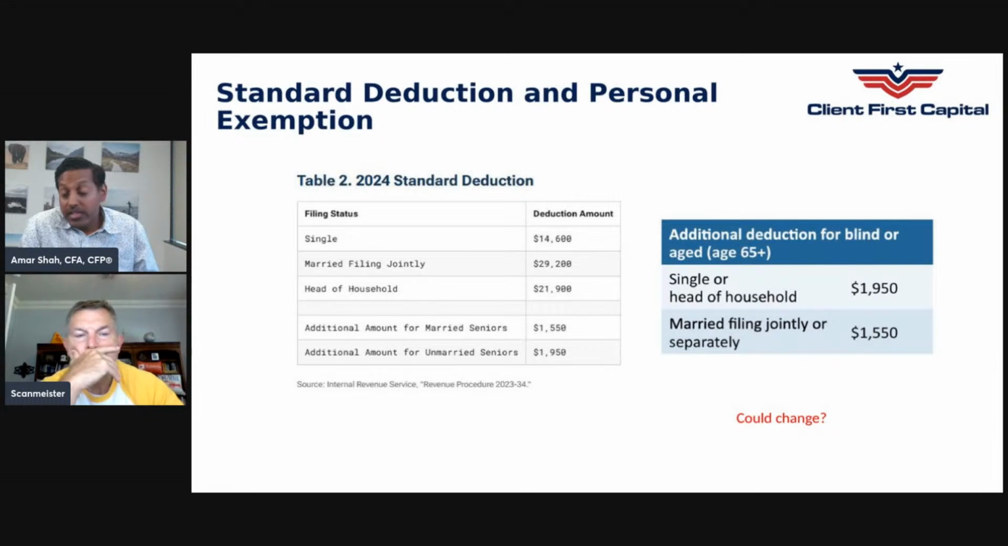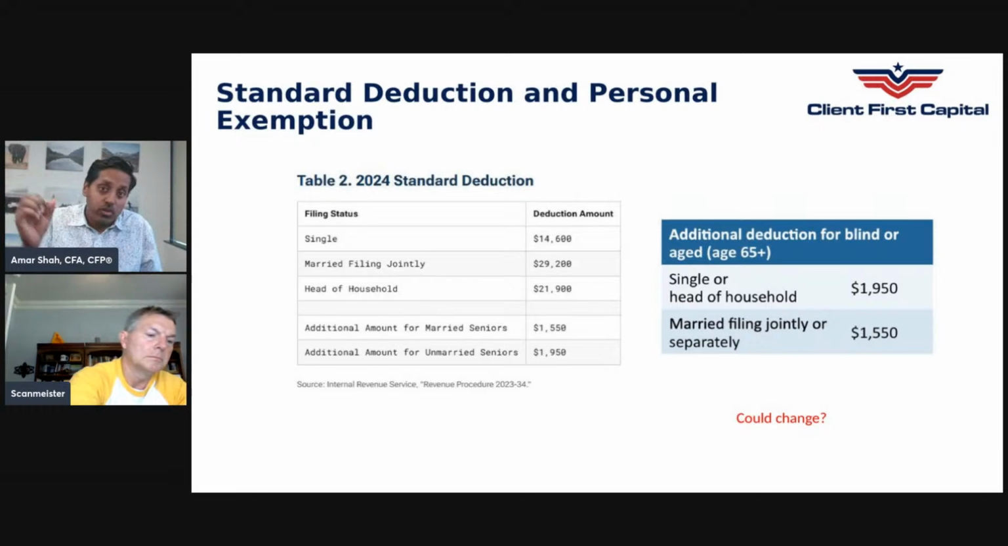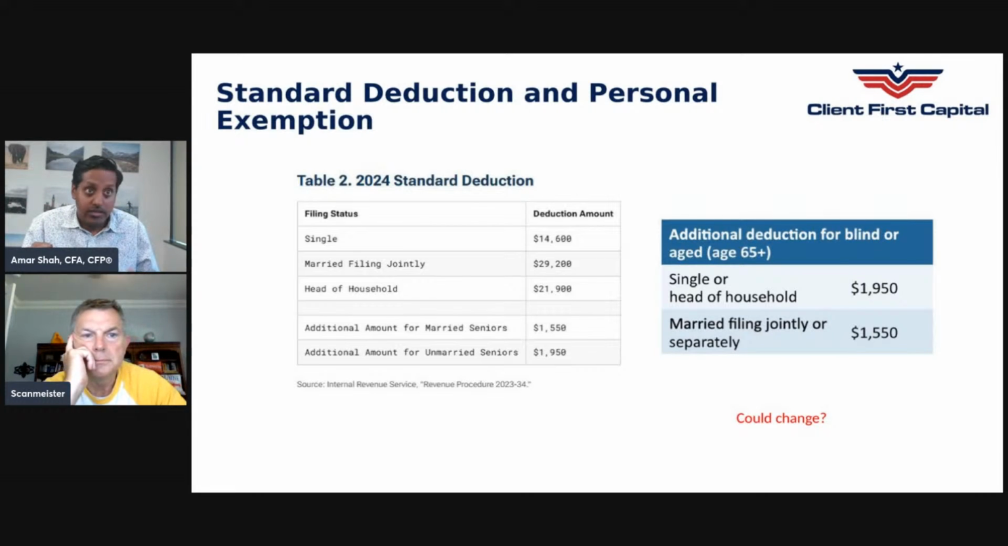So these could potentially change, right? The personal exemption went to 0, and the standard deduction went up. If we go back, then the standard deduction could drop and the personal exemption could come back, and maybe even the SALT cap, the state and local taxes cap, could be removed, right? Josh, do you have anything to add, or?